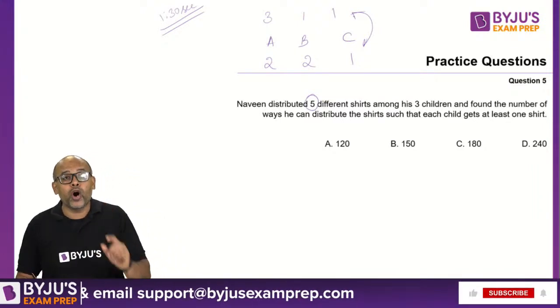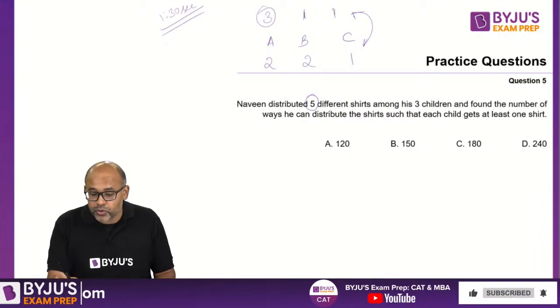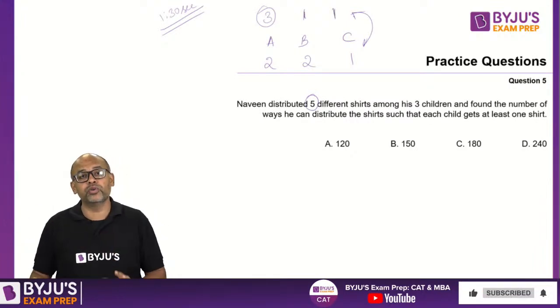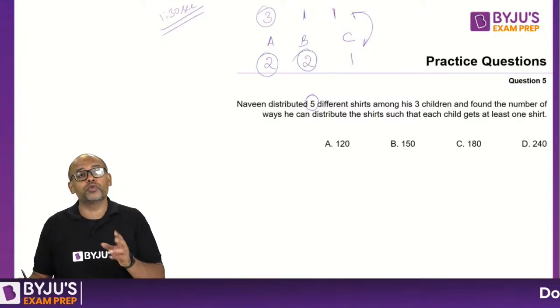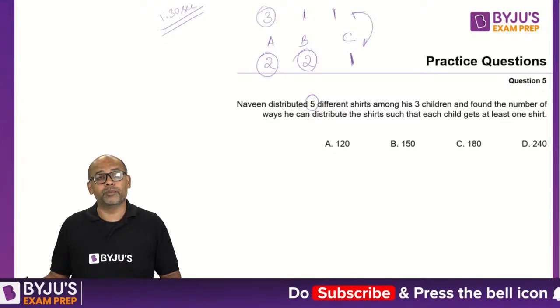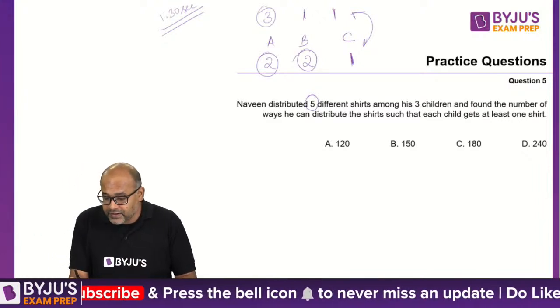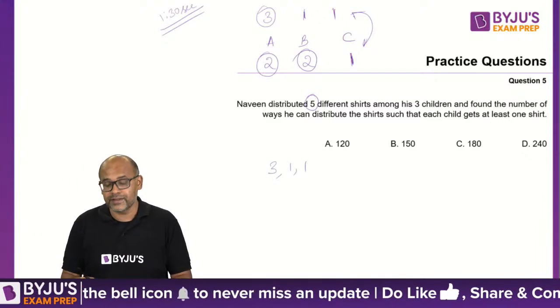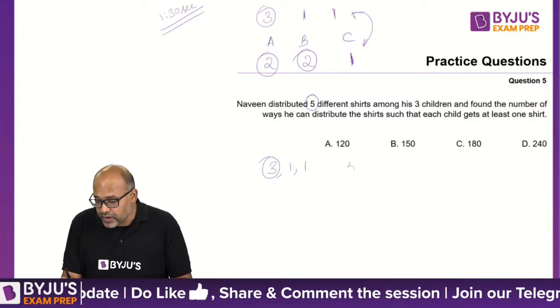So I have to form a group of 3 shirts. Then the remaining 2 shirts are given individually to the 2 people. The next case is to form 2 groups of 2 shirts, and the remaining shirt will go to 1 person. Okay, that's the idea. So if I take this 3, 1, 1 case, I will have to first form this group of 3, right? So let me choose 5C3.